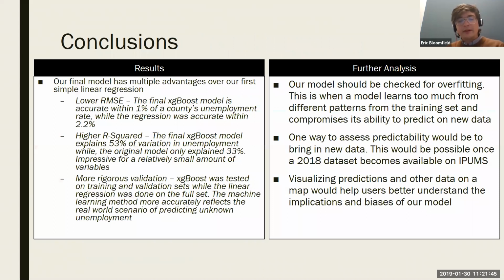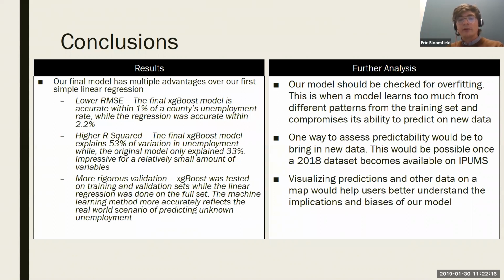To go into some final conclusions from working with this model, we see that our final model has multiple advantages over our first, with a lower root mean squared error. It shows that working with an advanced machine learning algorithm can give a lot of benefits for prediction over just building that simple linear regression. We also have a higher R squared, which shows that we can trust the results of our predictions much better with this XGBoost model than just our simple linear model.